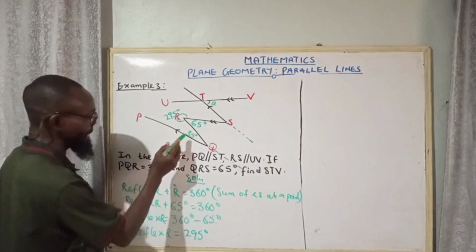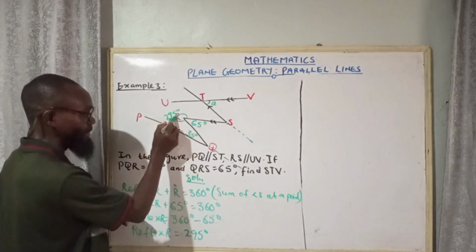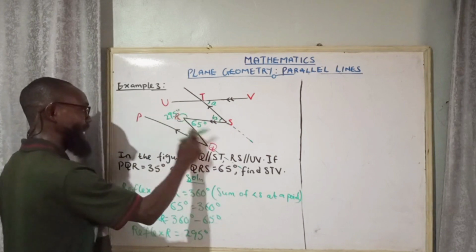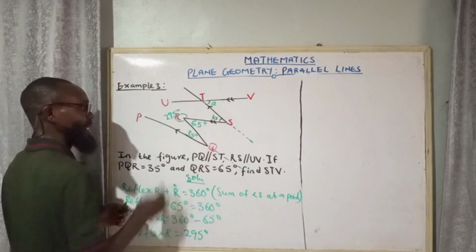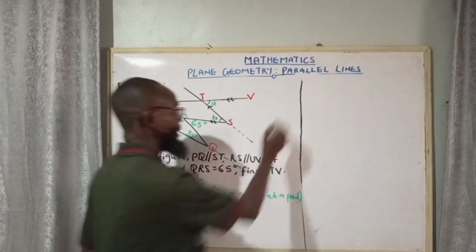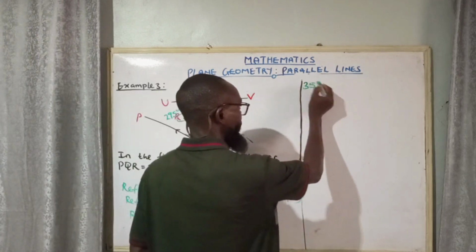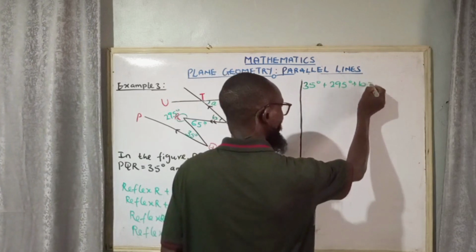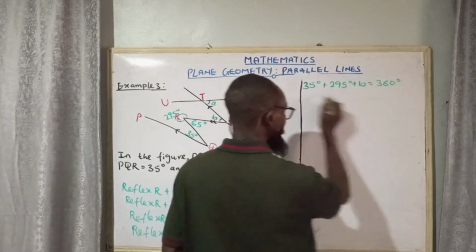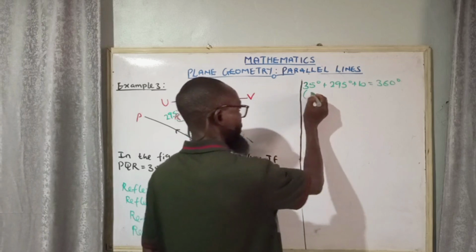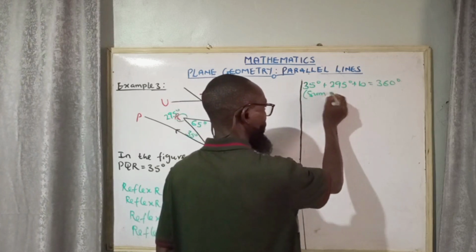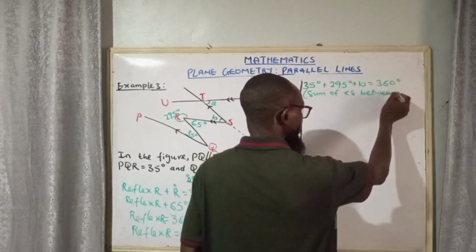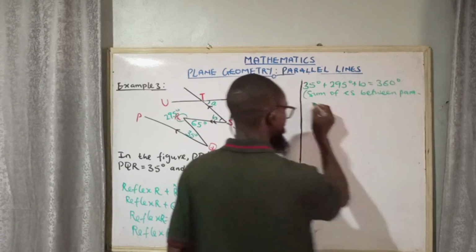Now, since I've gotten this angle here, I have this angle here, I've gotten this one. Now let me call this angle B. So if I sum up the three angles here in these two parallel lines together, it's equal to 360 degrees. That is 35 degrees plus 295 degrees plus B is equal to 360 degrees. Reason: sum of angles between parallel lines.